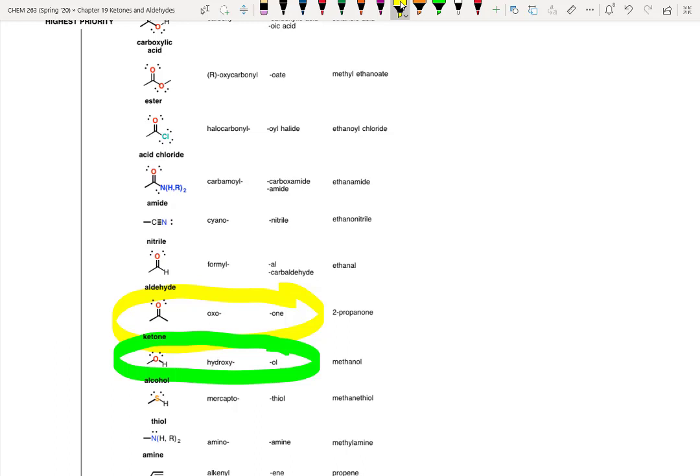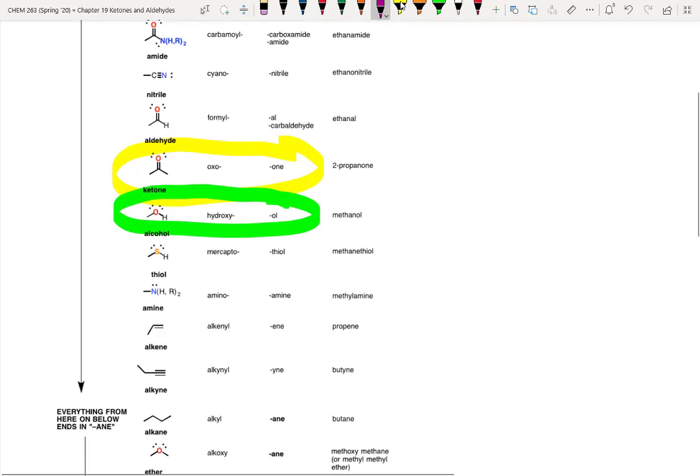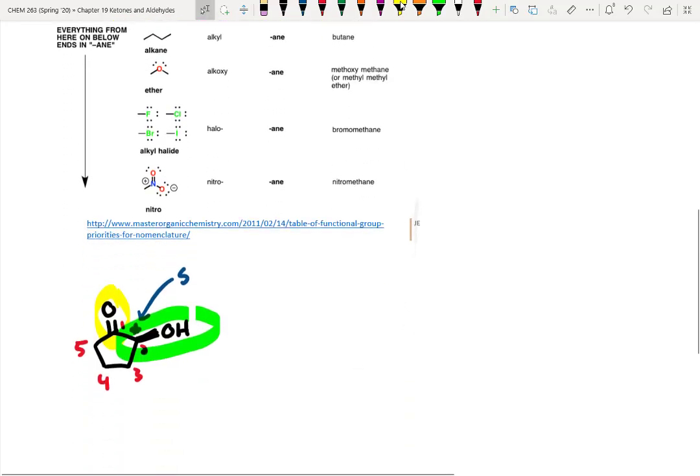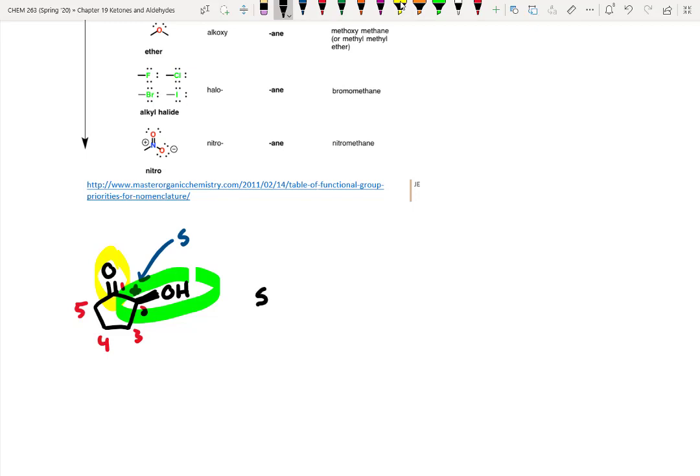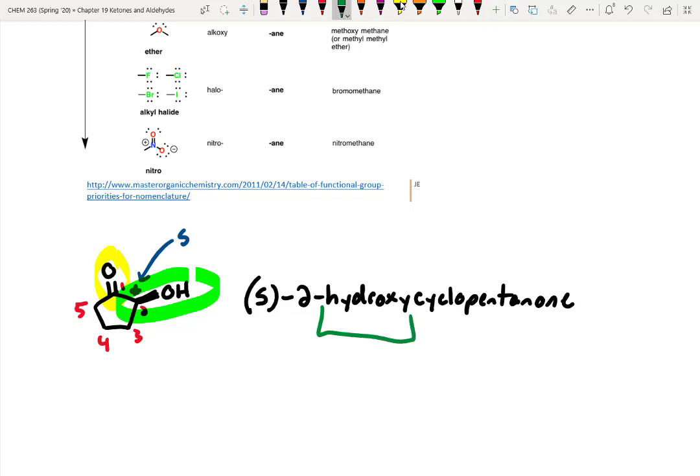So ketones are more important than alcohols, so that means we are going to go with the suffix one, which means we don't want to use that ol suffix for the alcohol. Instead, what we're going to do is we're going to treat that alcohol as a hydroxy substituent. So let's go ahead and name this. So we've got S as our stereocenter, 2-hydroxy. That's what we're going to name that alcohol. Whoops, it should be hydroxy. And then it'd be cyclopentanone. So in this case, this whole group is treated as a substituent.